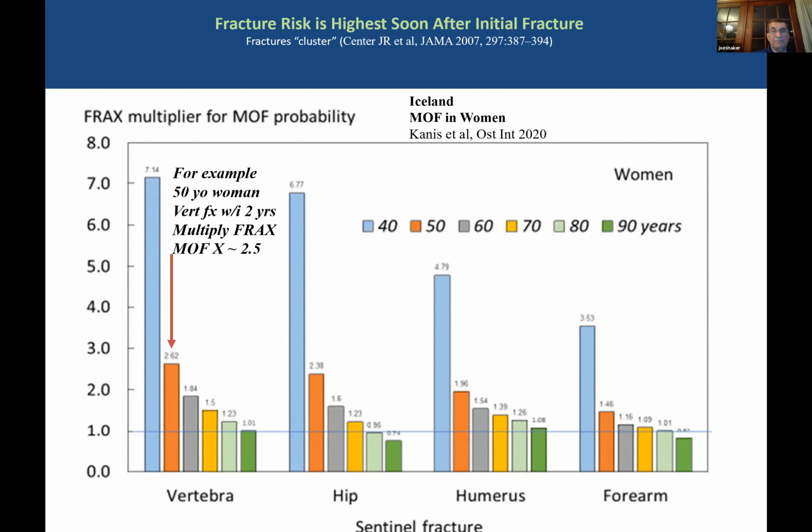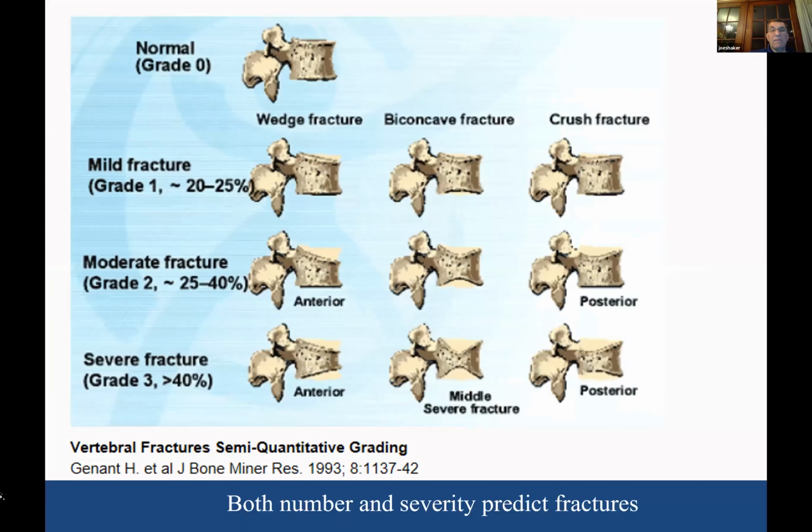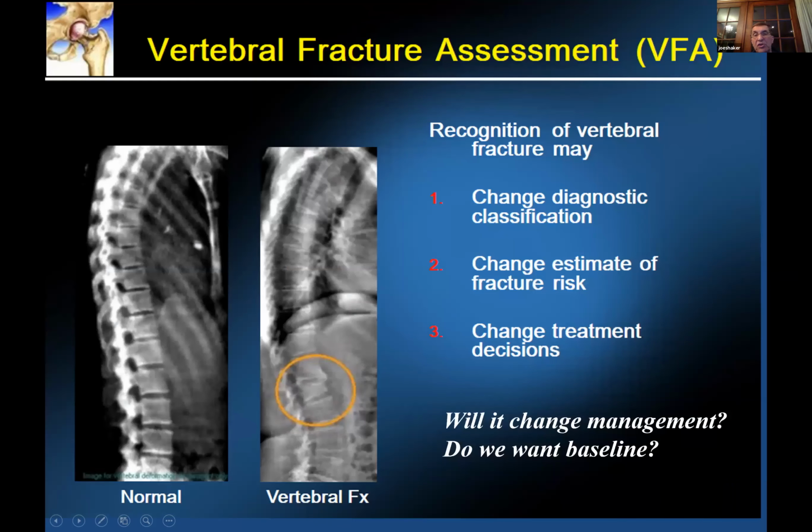The other thing to remember is that we do look for fractures, and the more severe they are, the greater the risk for subsequent fractures. I don't even try to call grade 1 fractures unless there's a clear change from a prior image, but grade 2 and grade 3 are what I will try to call on imaging. And one of the ways we can do that is with vertebral fracture assessment on our bone density equipment.